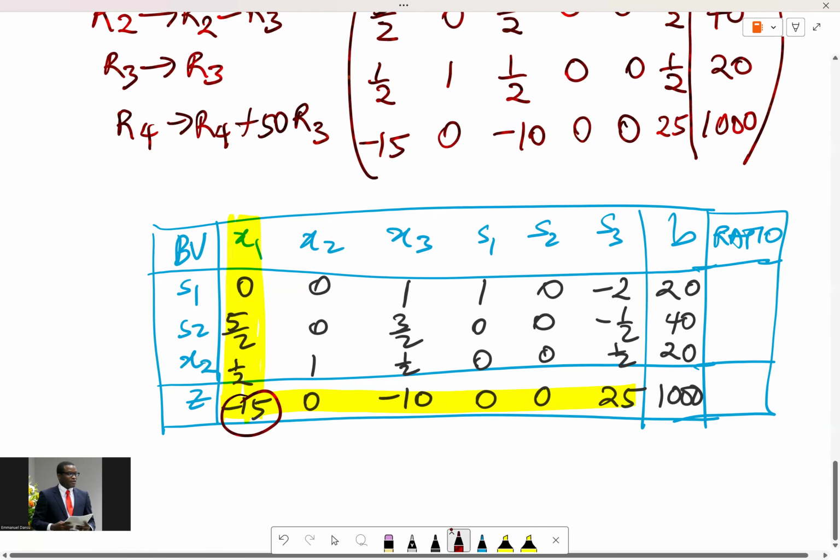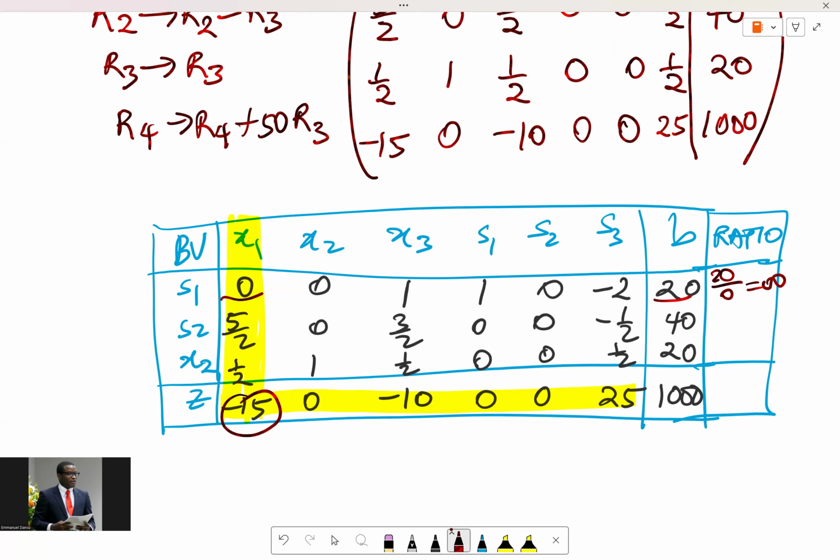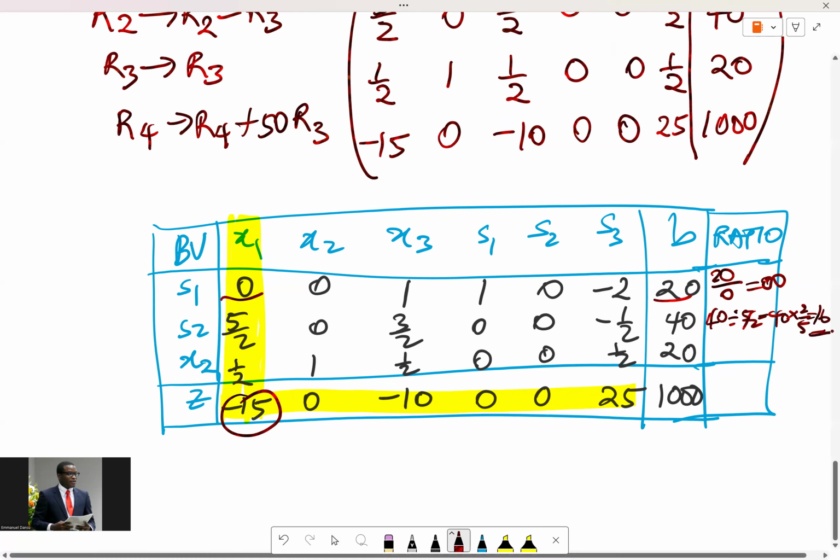So you have 20 divided by 0. This is 20 divided by this 0. That is infinity. That's a very huge number. And usually we are interested in the small number. So here you have 40 divided by 5 over 2. That is 40 times 2 over 5. So 5 in 40 is 8 times 2, that's 16. So we have 16 for the next one.